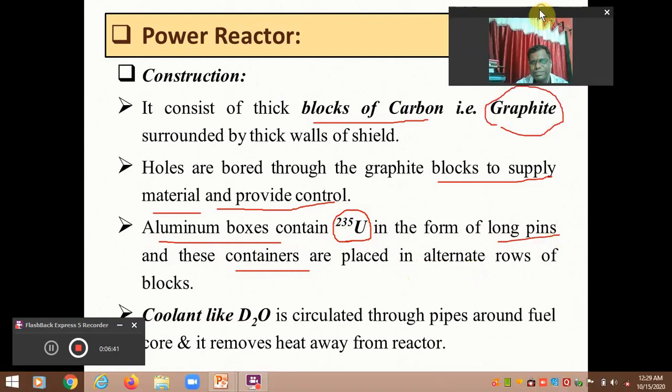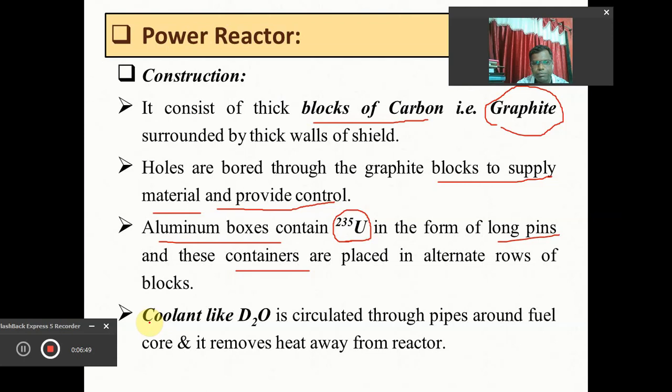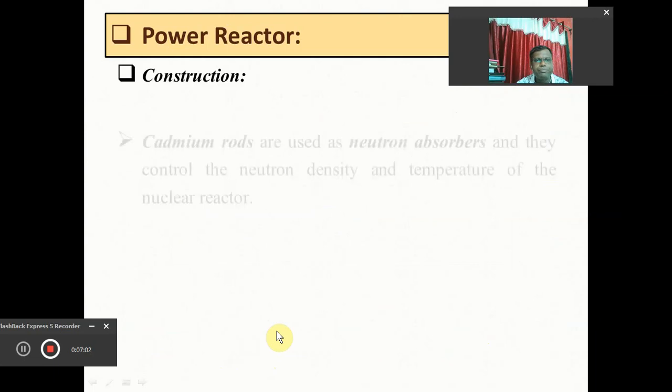So this is just the arrangement of nuclear fuel in the core of the nuclear reactor, in the central part of the reactor, and some coolants like deuterated water are circulated through the pipes around the nuclear fuel or the fuel core. It removes the excessive heat away from the reactor. So this is simple.